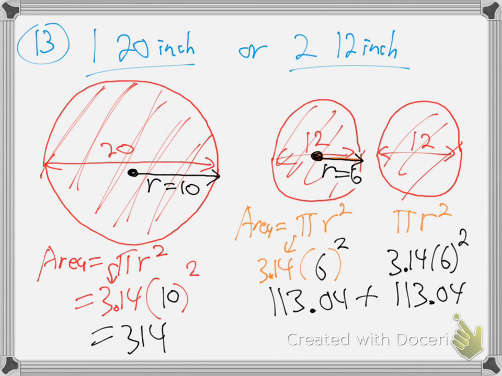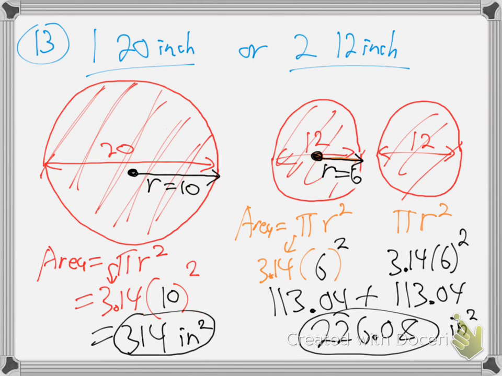So if we add them up, we're going to add them up, right, to find the total amount those two pizzas are. 226.08. So 226.08. What are the units on that? Square inches, right? Because area is always how many little squares. So it's square inches. And this one's also square inches.